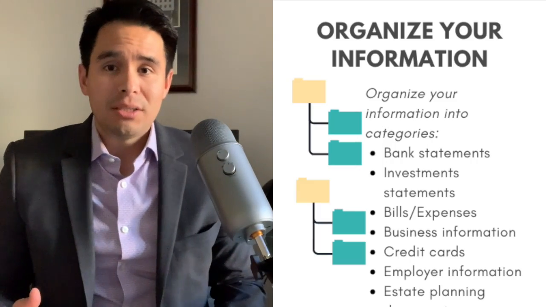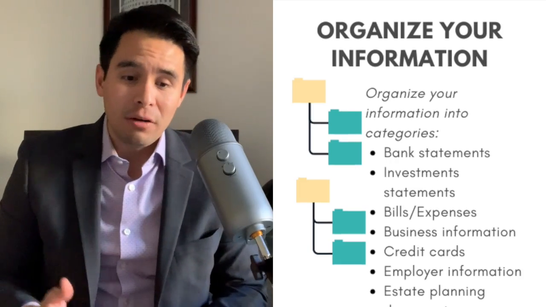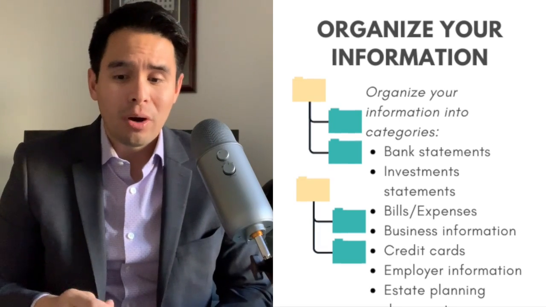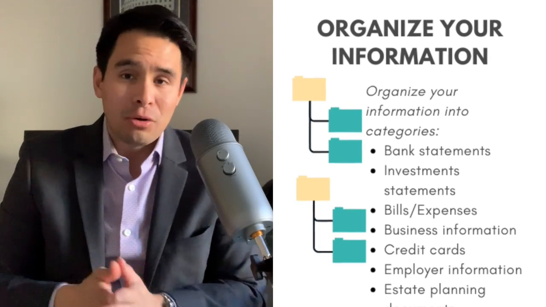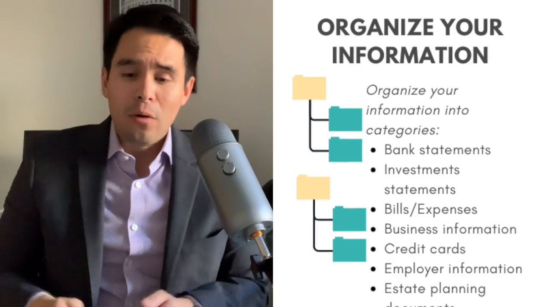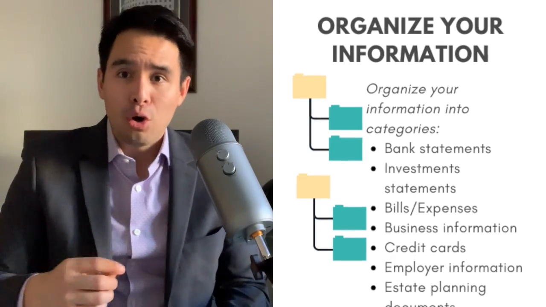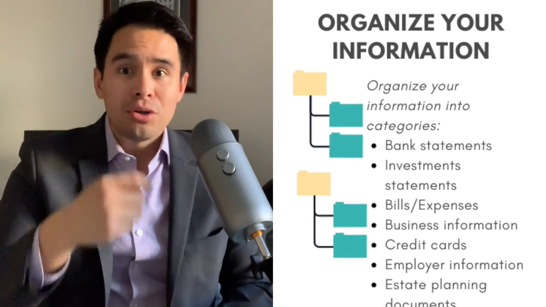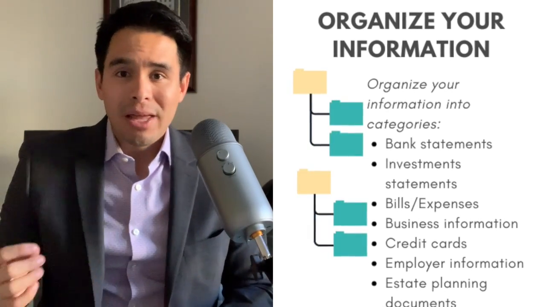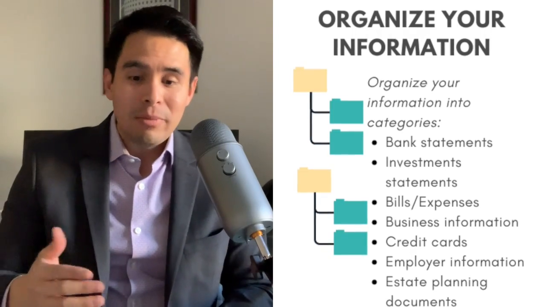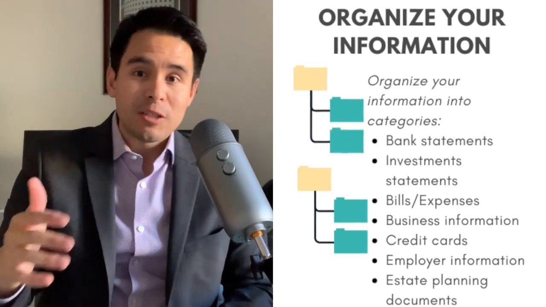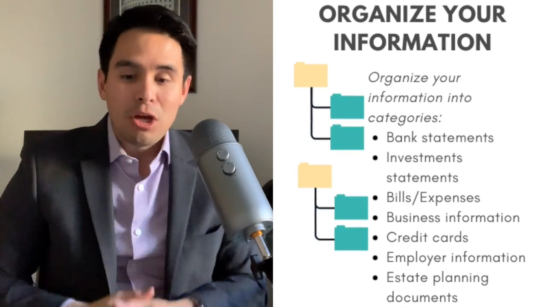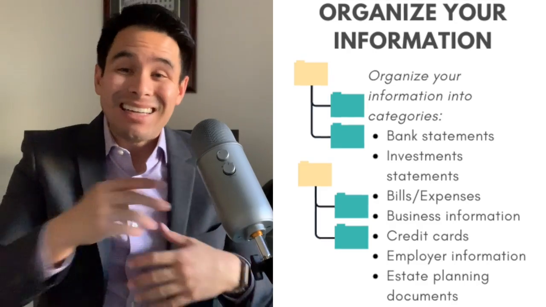The second thing I suggest is, when making this legacy letter for yourself, organize your information into different areas. Here's a couple of ways in which you can organize it. You can use a filing cabinet or you can use your computer, but make different folders for your bank statements so people know what banks you hold money at and what the account numbers are, your bills, so your expenses, any business-related information, credit card statements, employer correspondence, whether it's with HR, your pension, 401k, whatever it may be, company correspondence with your employer, estate planning documents.